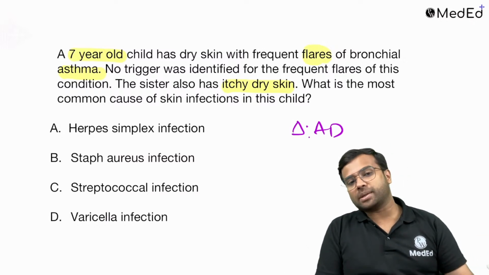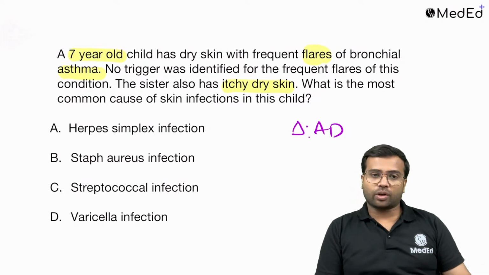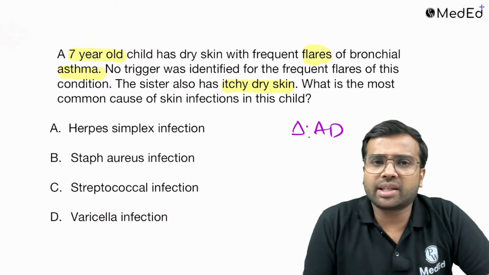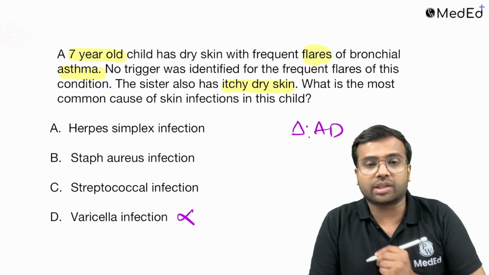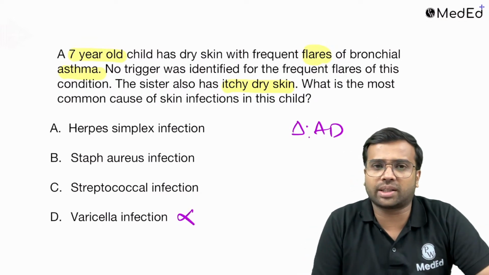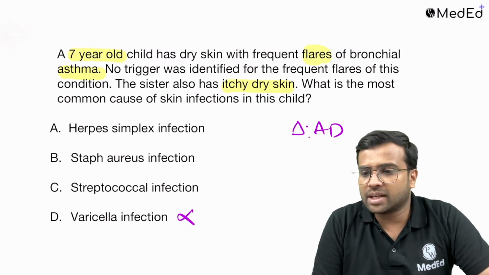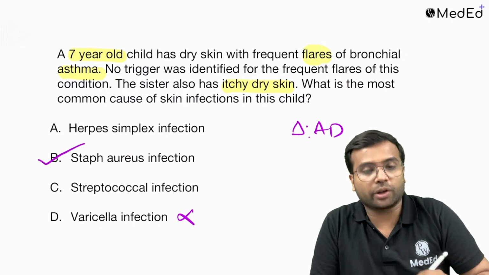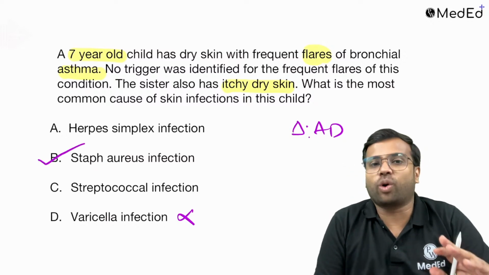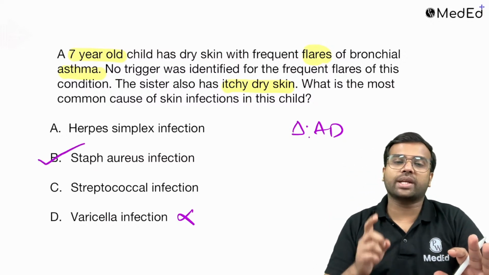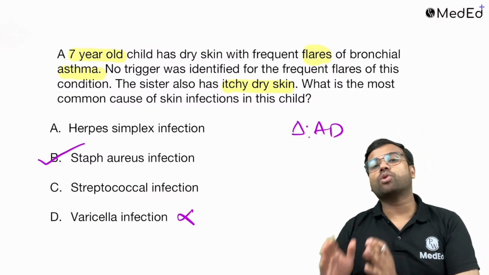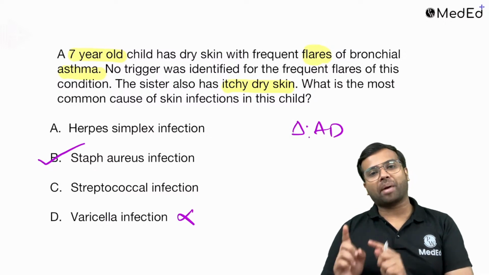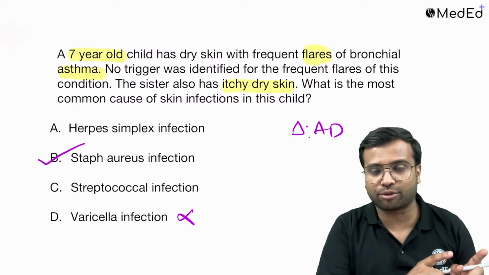Options are herpes simplex, Staphylococcus aureus, streptococcal infection, varicella infection. Easily we can rule out varicella, which is not associated with atopic dermatitis, isn't it? But what is the most common infection? The most common infection is going to be Staphylococcus aureus. Remember, in case they ask you what is the most common infection, always Staph aureus. Most common bacterial infection, also Staph aureus.